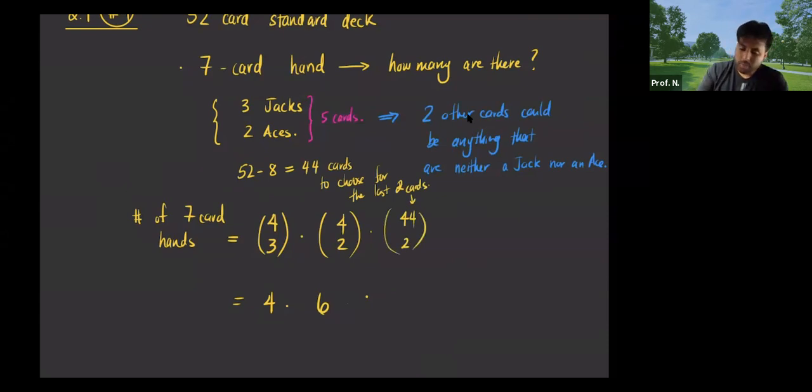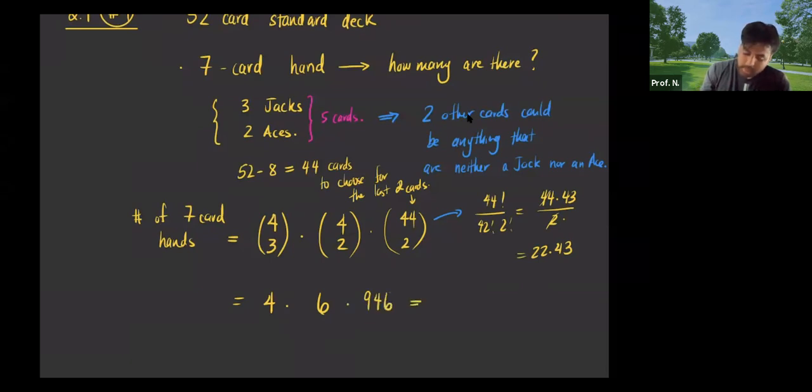And 44, choose two, I can also compute as 44 factorial over 42 factorial times 2 factorial, which is 44 times 43 over 2, because the 42 factorials cancel. This becomes 22 times 43. You can put that in your calculator. 22 times 43 is 946. So there's 946 ways.